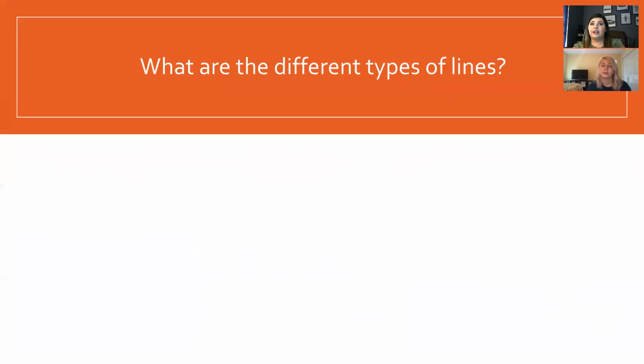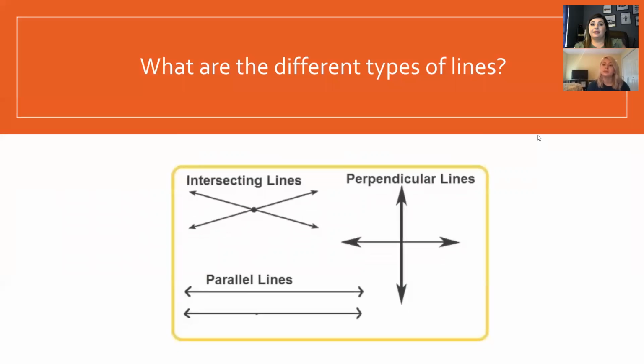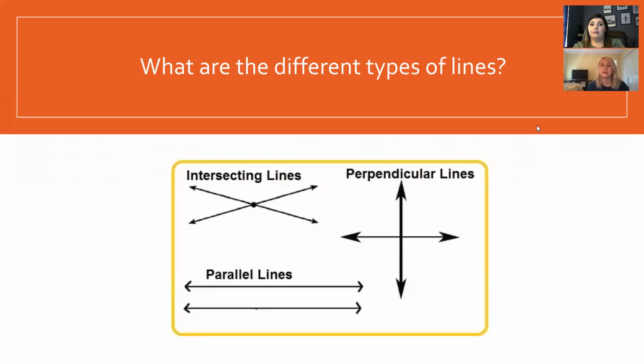All right. So moving on to our next one, we've talked about many different kinds of lines over the semester. But just to hit on a few of them, we can talk about intersecting, perpendicular, and parallel. Go ahead, you can start with intersecting lines.